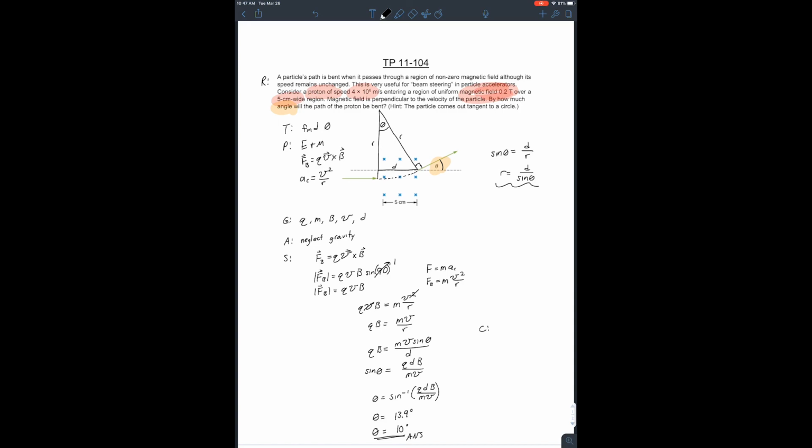Now as I go through the check step, first I want to ask myself, is it reasonable? I expect as I go through a beam steerer that the particle's path will change, and I see that it changes by a small angle. That is something that seems reasonable. I've already identified that my problem has one significant figure. My answer has one. And then finally, I know that I don't have a vector quantity. It's a scalar. It's the angle of 10 degrees. So my check step is looking good. It is reasonable. The units and sig figs work out, and it's a scalar.